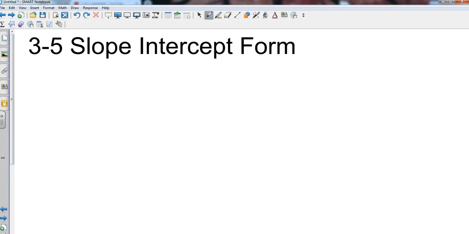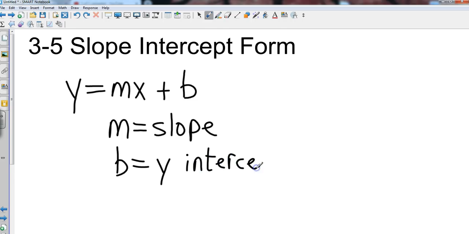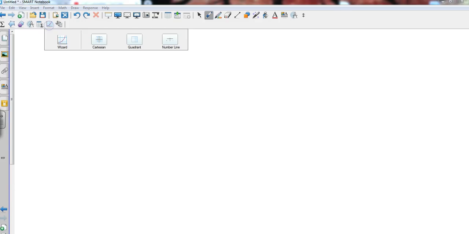Algebra 1, Chapter 3, Section 5, slope-intercept form, one of the most important forms that you will learn, and that is just a simple y equals mx plus b. In this form, m is the slope, and b is the y-intercept. Okay, where does that line cross the y-axis? The y-intercept. And so let's look at some specific lines real quick and take a look at their slopes.